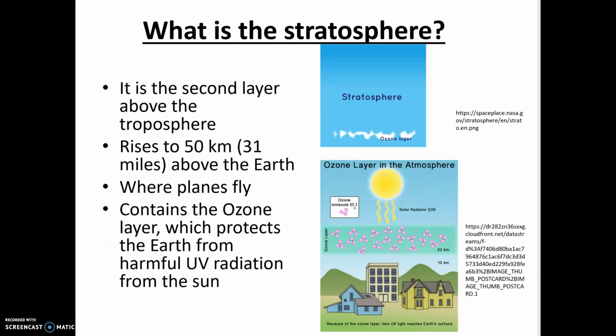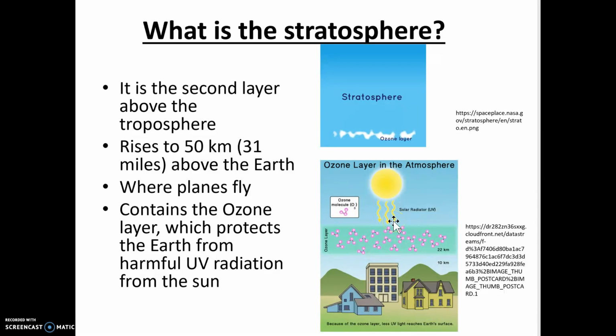The layer above there is called the stratosphere. One of the most important things about the stratosphere is that it contains a layer called the ozone layer. The ozone basically is a type of molecule that's made out of 3 oxygen atoms, as you can see in this diagram. And the reason why it's so important for us is that this is the layer that actually protects us from harmful UV or ultraviolet radiation from the sun.